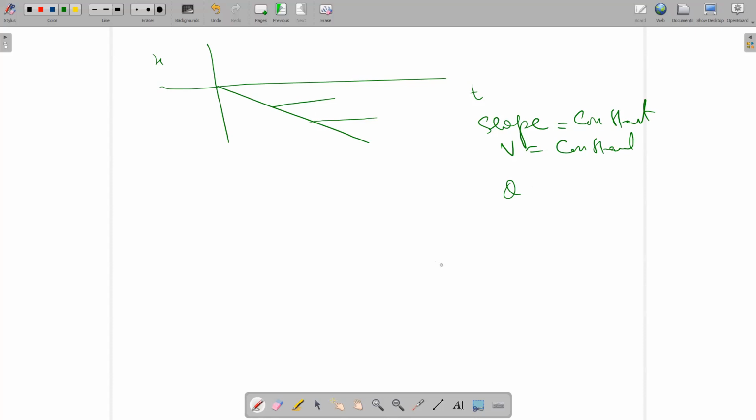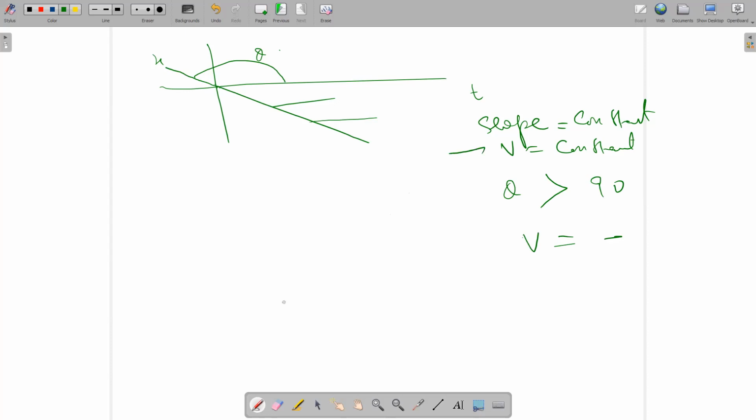How? Oh no, it's greater than 90. If you draw this line, extend this line, then you can measure this angle. So this is greater than 90. If it is greater than 90, then V will be what? Negative. So we have concluded two things.